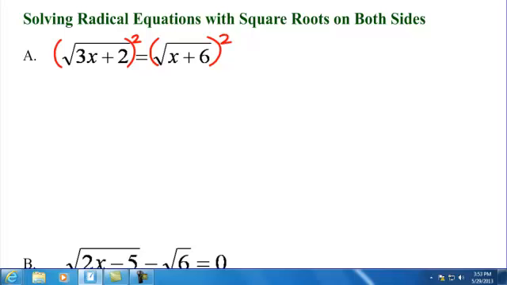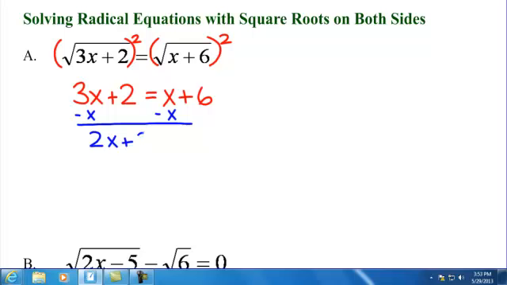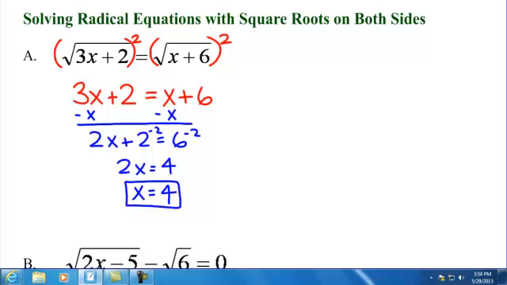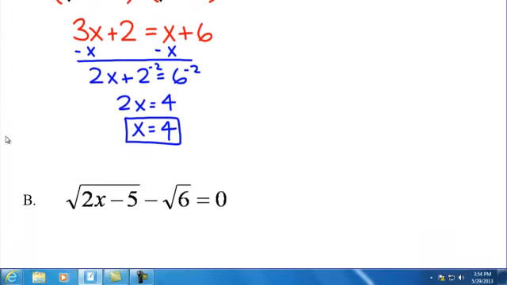So on this left side, the square and the square root cross each other off, and I'm left with 3x plus 2. And that equals, the square root and the square cross each other off, so I get x plus 6. So now we can just solve this like any other equation. Move all your x's to one side, so I get 2x plus 2 equals 6. Move the numbers over, and we get that x is 4. So I know these look scary, but they're really not that bad, because when you square both sides here, all we do is just cross off the square roots, and then we're done, and then we can solve it like a plain old equation.